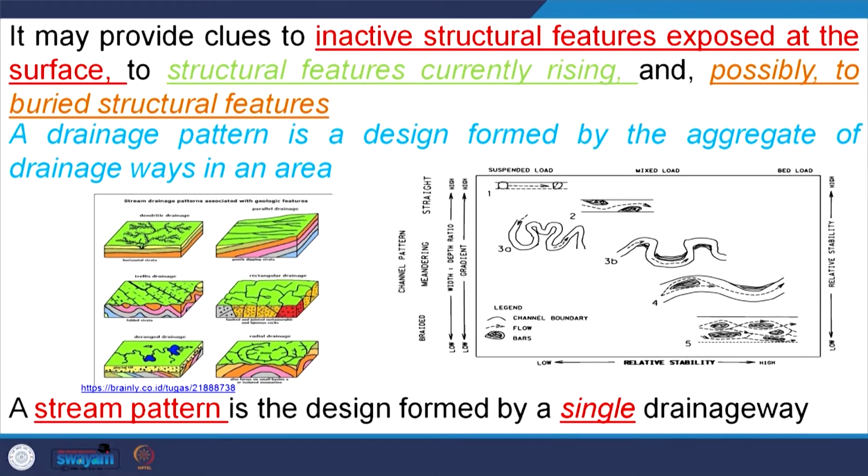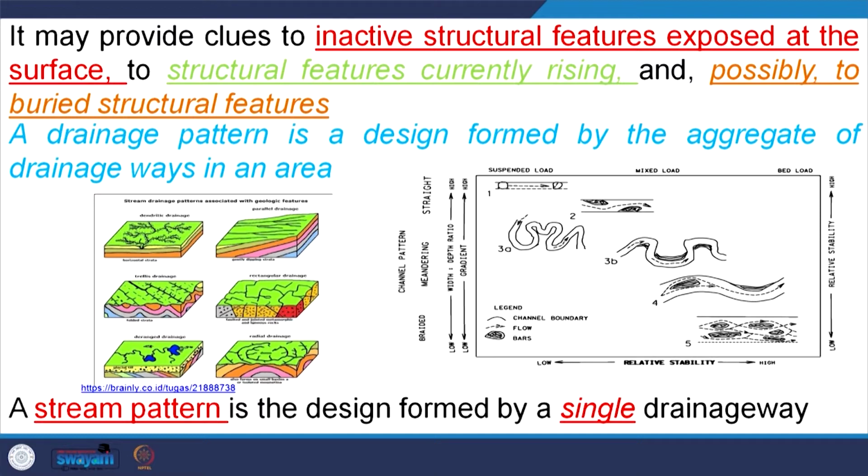So, a drainage pattern is a design formed by the aggregate of drainage ways in an area. Drainage ways describe in which way the drainage is flowing, either straight, sinuous, or cross cutting. These are the different types of drainage ways through which the channels adjust themselves, and finally this defines the drainage pattern.